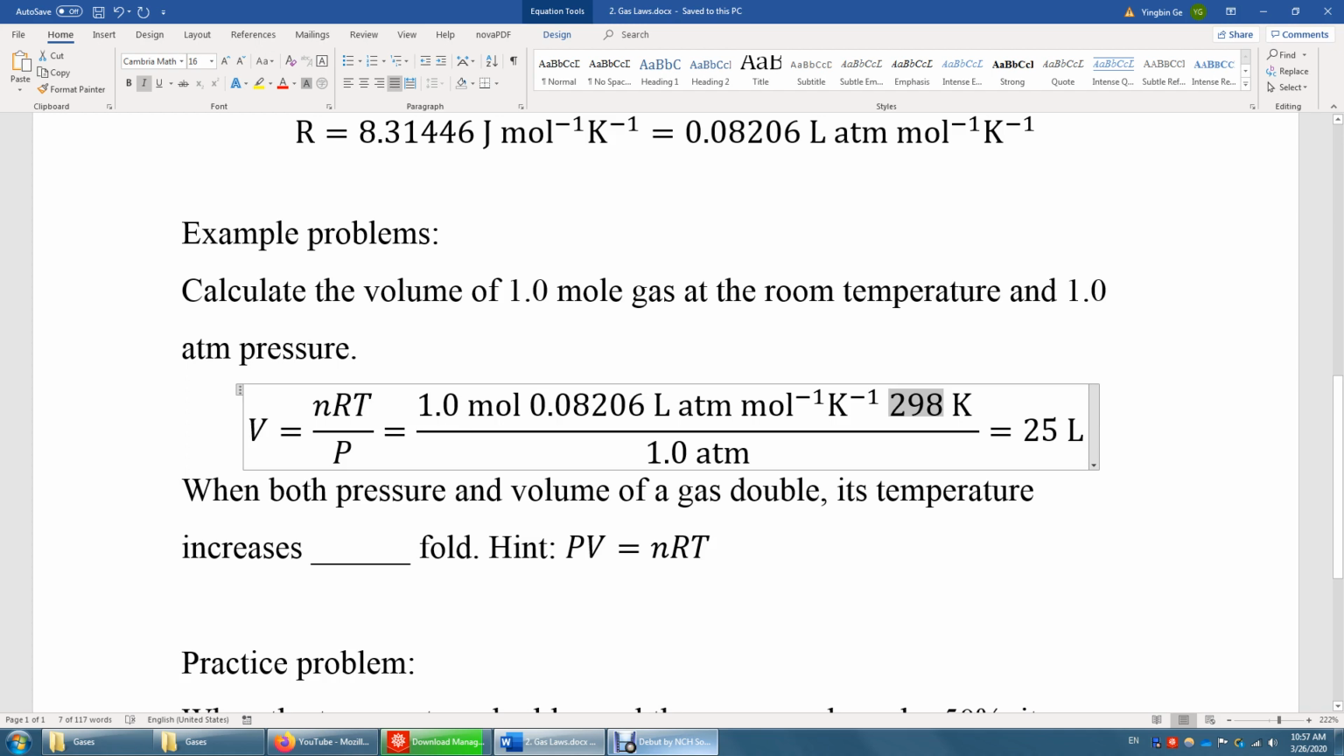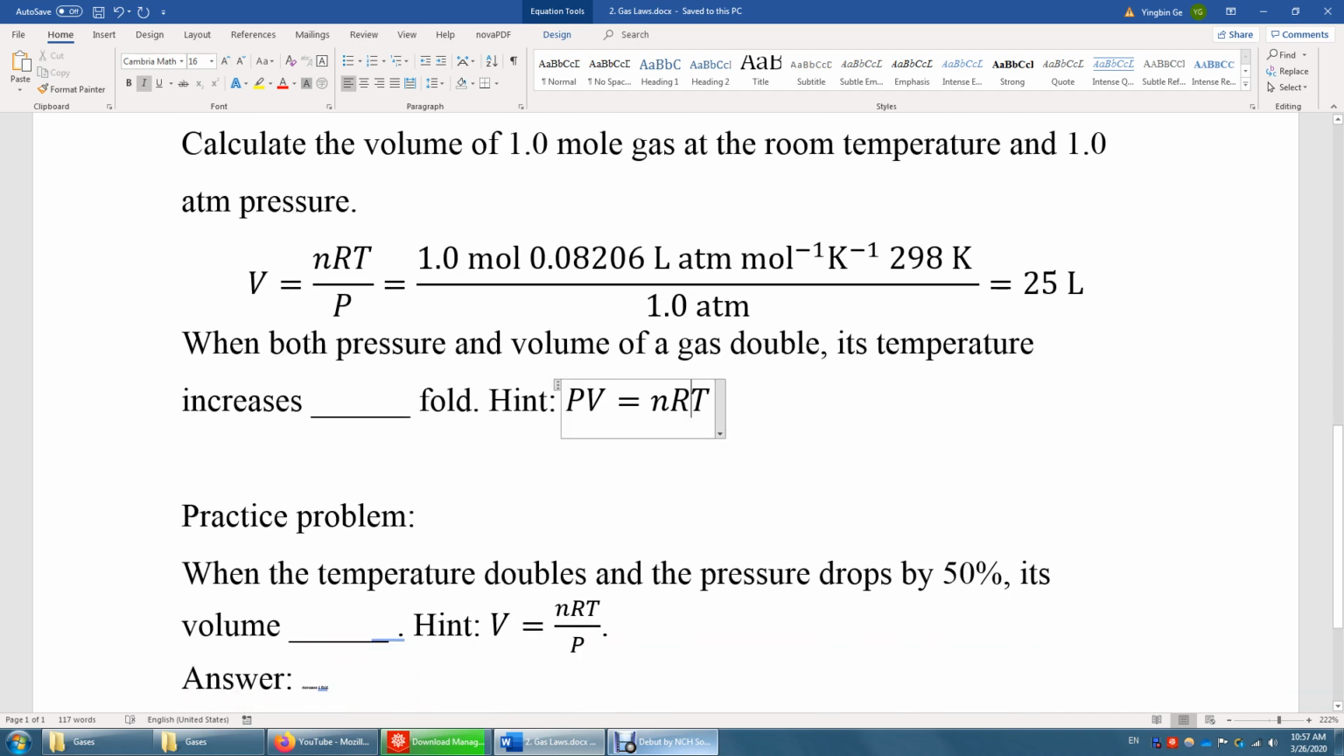fourfold. Why? PV equals nRT. So T is proportional to pressure, T is proportional to volume. If pressure doubles, volume doubles, then T quadruples. I assumed that this N is a constant. We're talking about the same gas, same amount of gas, and also R is a constant. Therefore, T is proportional to the product of P and V.